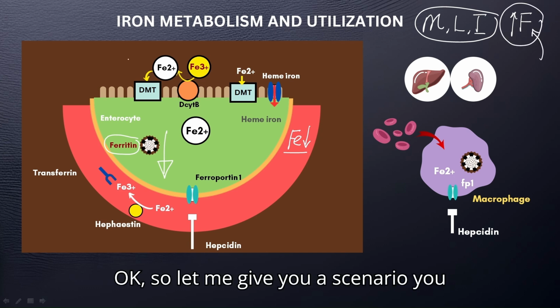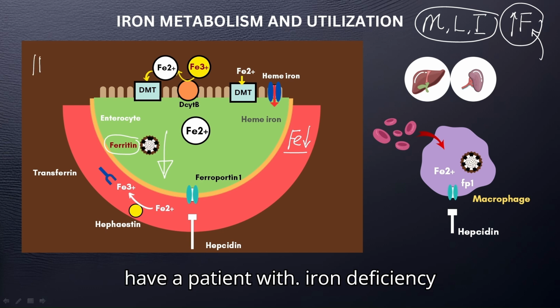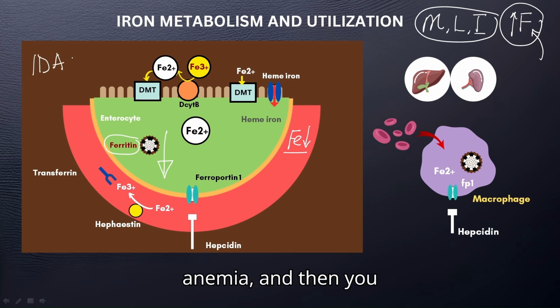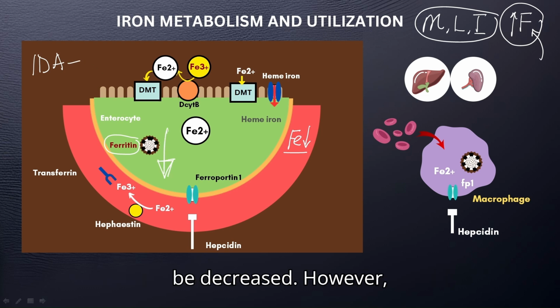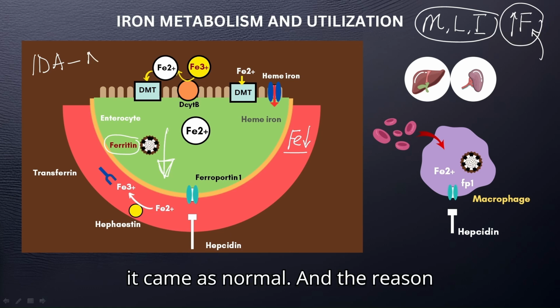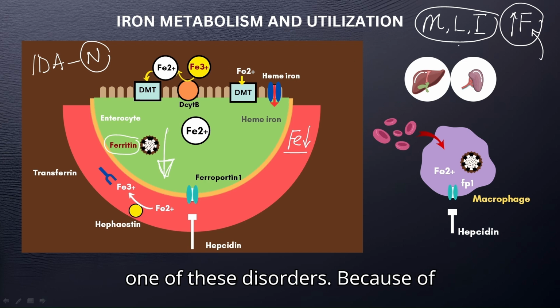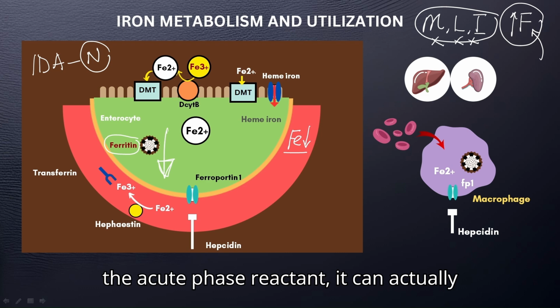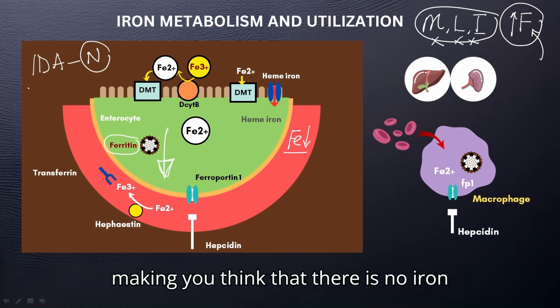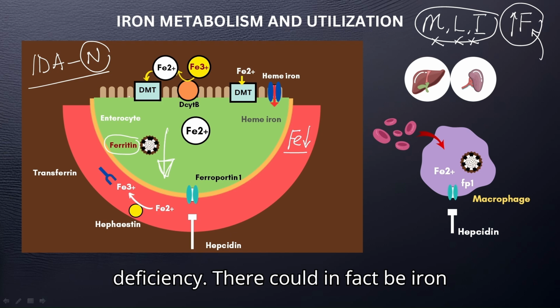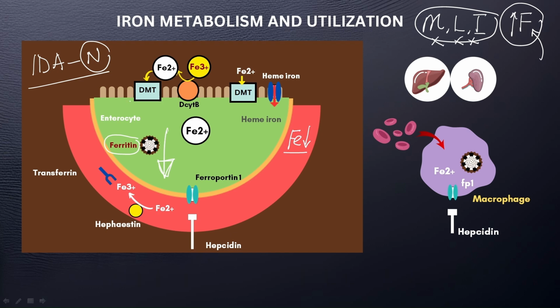Okay, so let me give you a scenario. You have a patient with iron deficiency anemia, and then you expected that the ferritin levels would be decreased. However, it came as normal. Now, the reason why it turned out to be normal could be one of these disorders. Because of the acute phase reactant, it can actually move the low ferritin levels to normal, making you think that there is no iron deficiency, but there could in fact be iron deficiency.